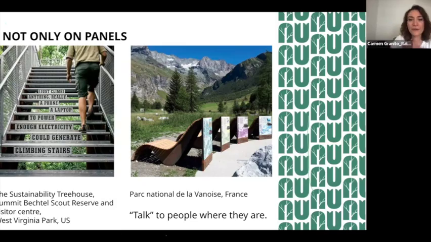And here you can see other examples. So for example, you can use panels with benches or with other, these are not benches, sorry, chairs or benches are much more common actually. So you can actually talk to the people where they are. It's not people coming to read your panel, but it's you talking to people where they would normally pass or sit or spend some time.